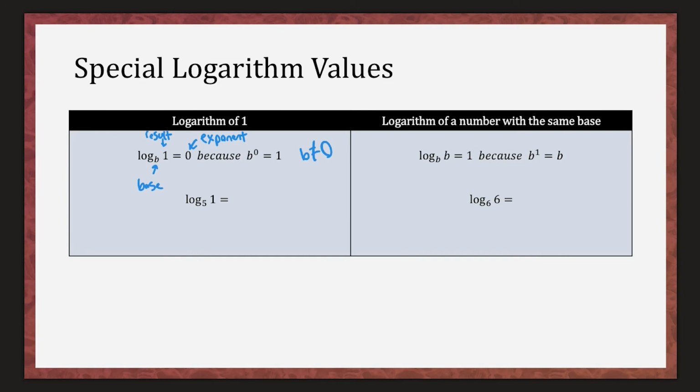So looking back over here, 5 is our base. So 5 to our exponent, which we don't know, equals 1. What exponent does that have to be? 0.